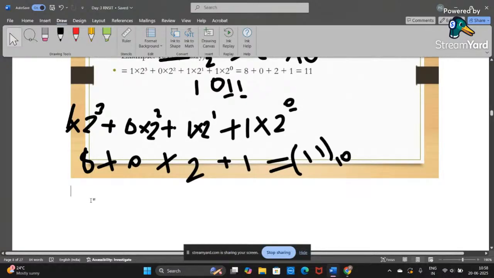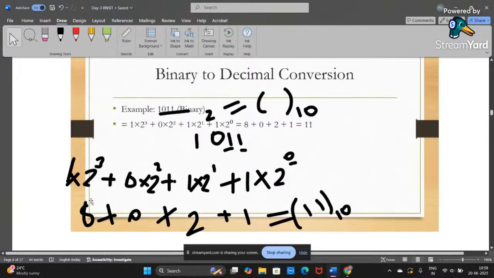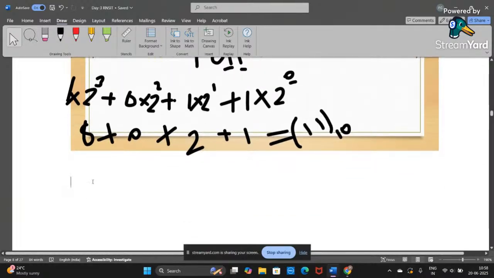Let us take an example: 101010. Let us convert this to decimal. This is binary to decimal. What do we have to do?